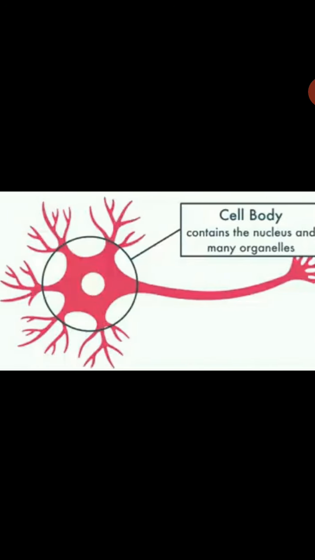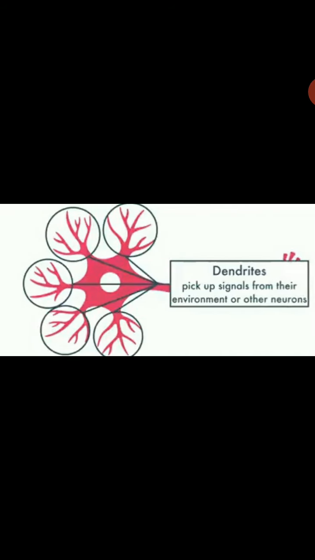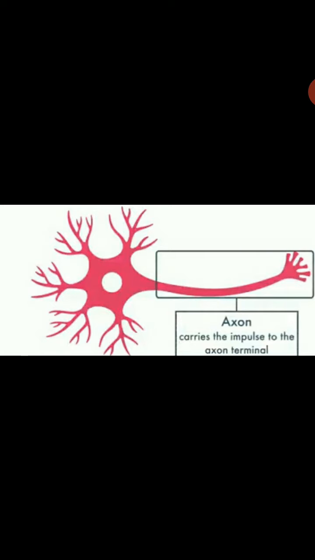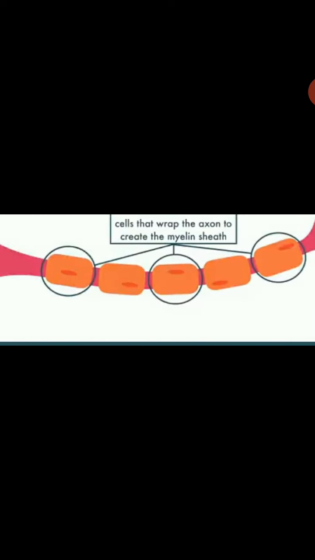The cyton or cell body contains a central nucleus and cytoplasm, from which long thin hair-like parts arise. Many short branched parts are called dendrites. These pick up signals from other neurons, and the signals that pass along the nerve fibers are called nerve impulses. Axon carries impulses to the nerve endings or axon terminals. These axons are wrapped by many cells with nuclei to create the myelin sheath.